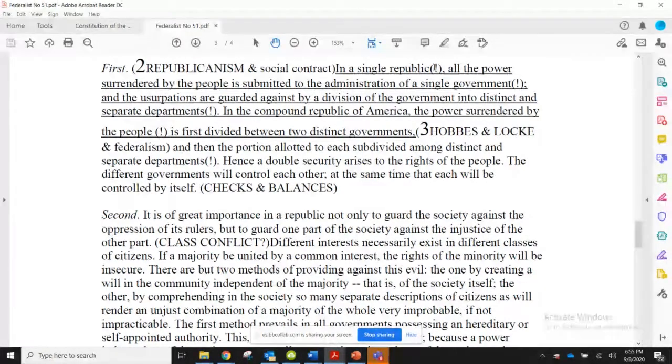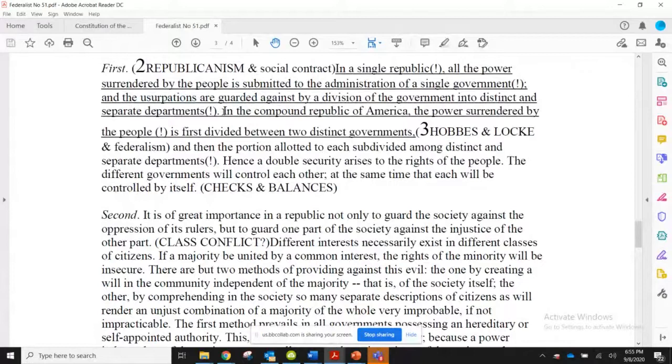So he says, in a single republic, all the power surrendered by the people is submitted to the administration of a single government. Do you see then your Rousseau, where popular sovereignty means that the people give up some of their power to allow a government to exist, with the purpose of securing the rights of the majority of the people? The power is surrendered by the people, submitted to the administration of a single government, and usurpations are guarded against by a division of the government into distinct and separate departments. Why do you want to divide your government into departments or branches? Madison here says to guard against usurpation of the rights of the people.